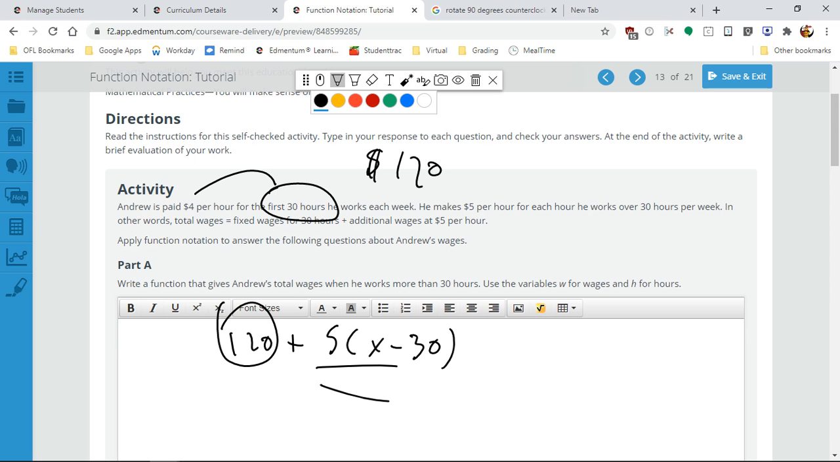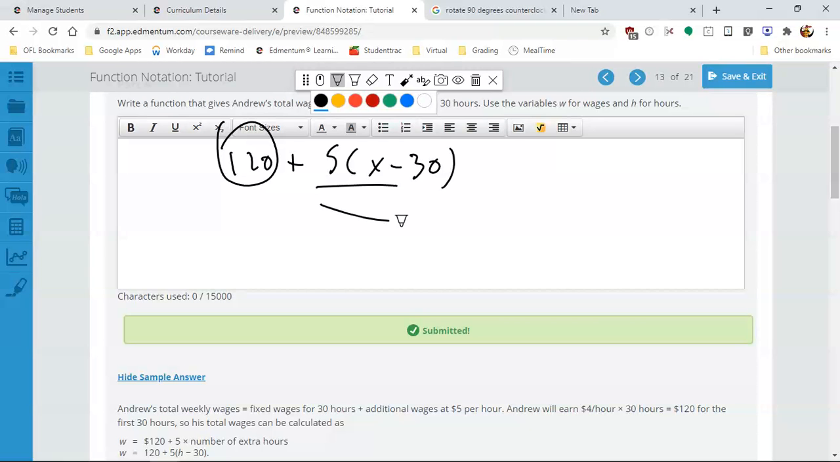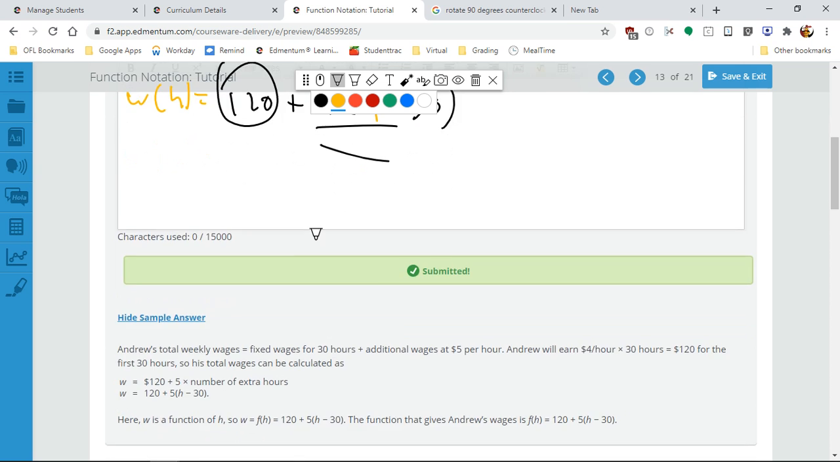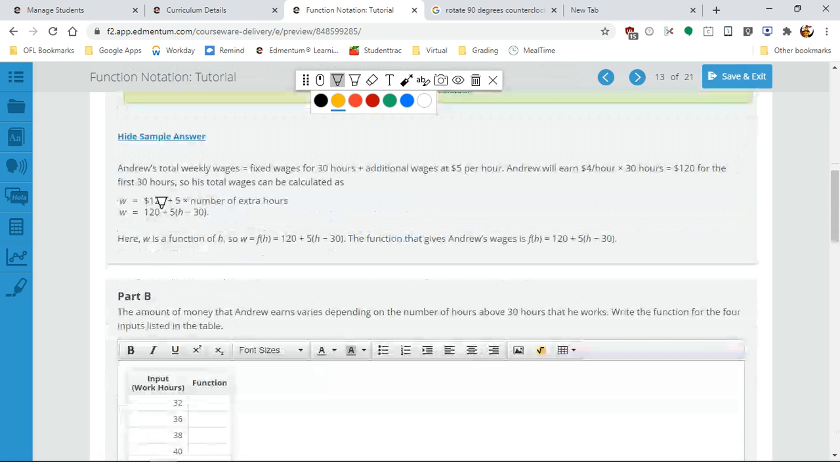How much extra are we making? That's going to be our function. Sorry about this, guys. Sometimes Edmentum likes to make things difficult. But anyways, now we're going to use this function here. Luckily, I looked at it.